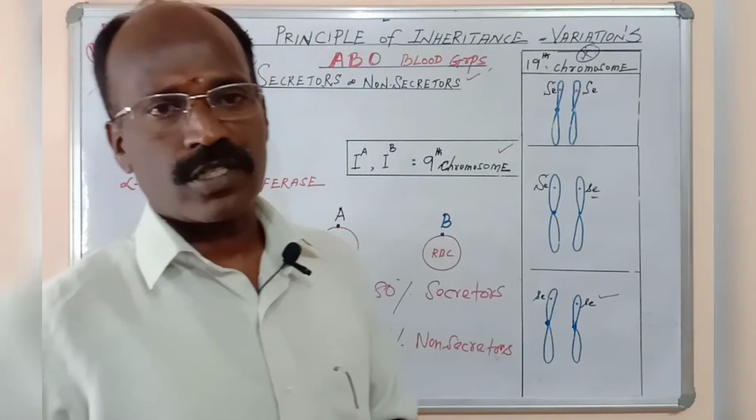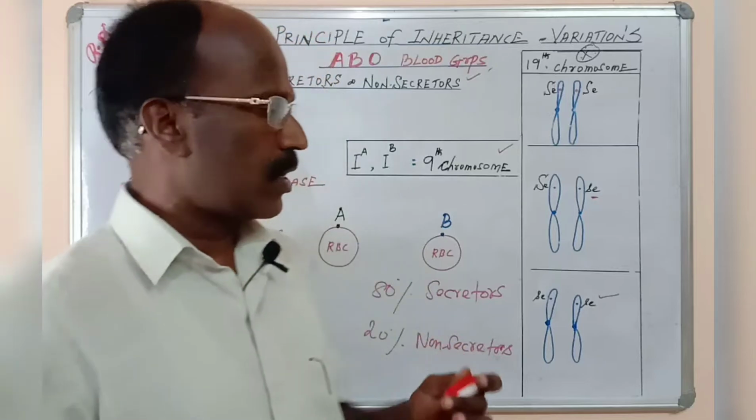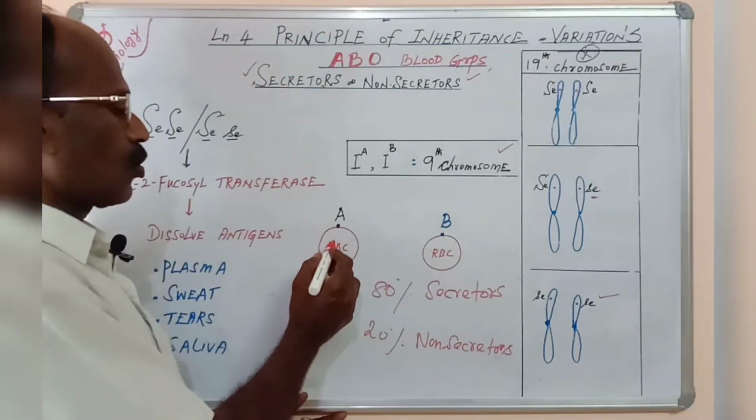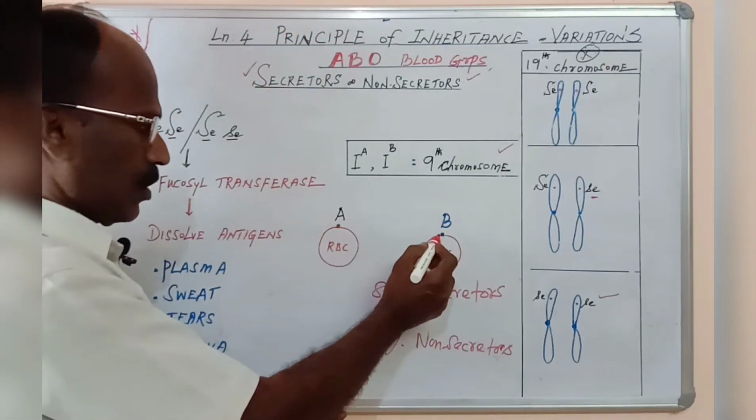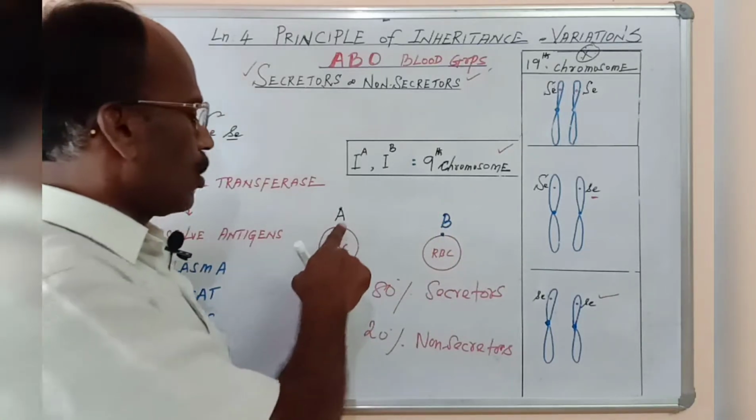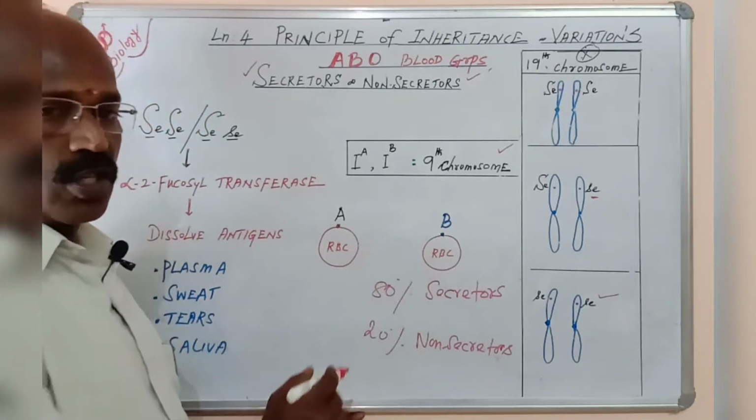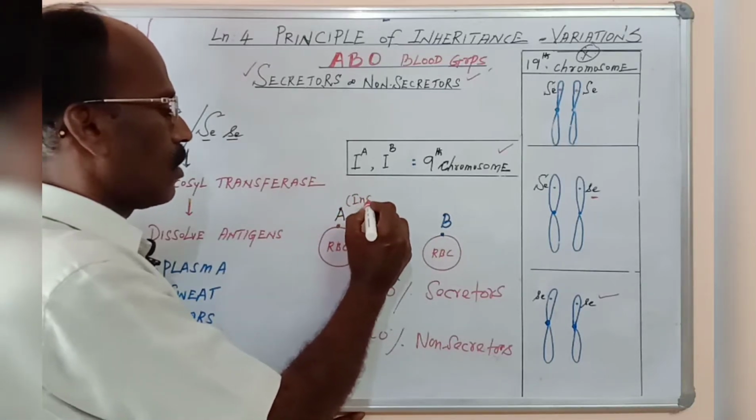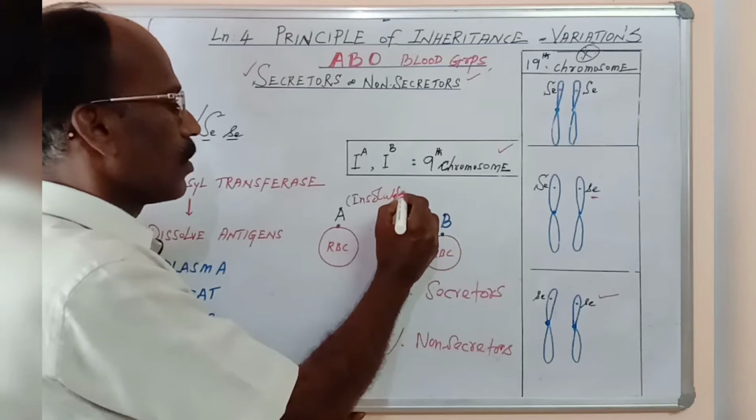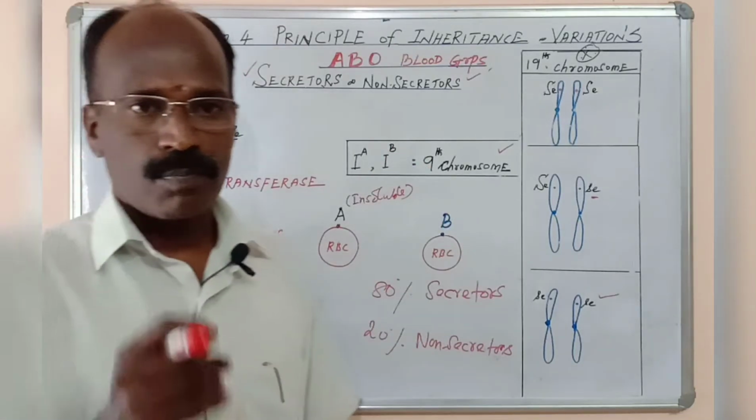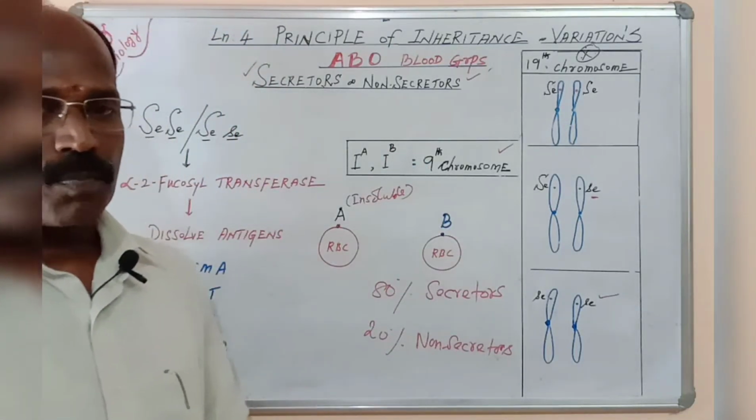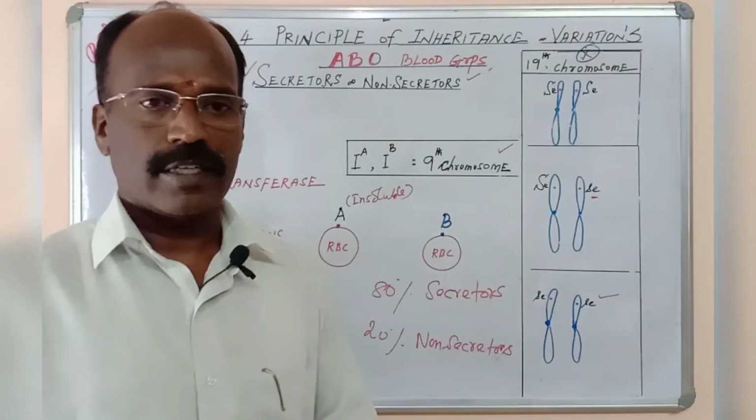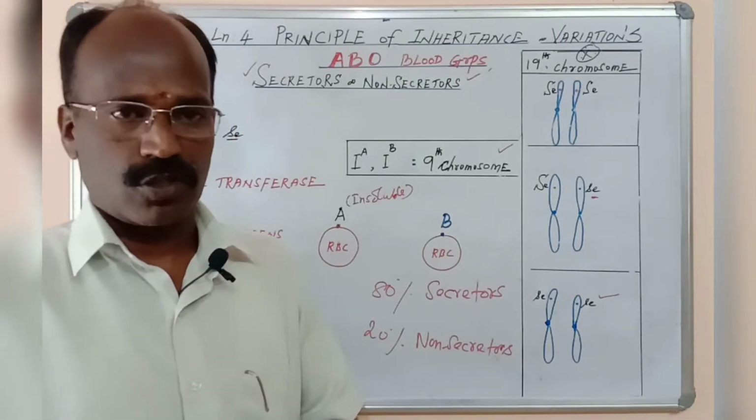These antigens are found on the surface of the RBC membrane, that also you know. The antigens found on the surface of the RBC are insoluble antigens, permanently stamped, permanently fixed on the surface of the RBC.